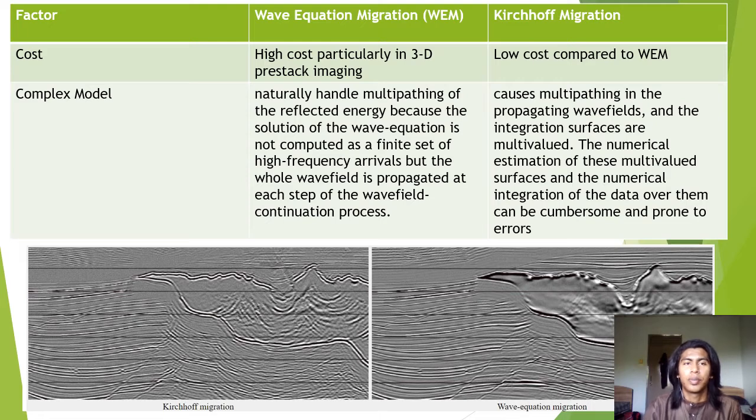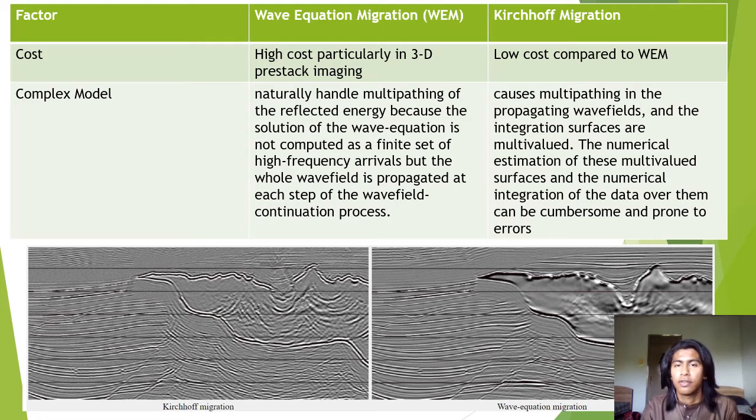So this is the comparison between wave equation migration and Kirchhoff migration. In terms of cost, wave equation migration is high cost, particularly in 3D stack imaging, compared to Kirchhoff migration. But in 2D, they are both approximately the same cost. In terms of the complex model, wave equation migration naturally handles multipathing of the reflected energy, because the solution of the wave equation is not computed as a finite set of high frequency arrivals, but the whole wave field is propagated at each step of the wave field continuation process.